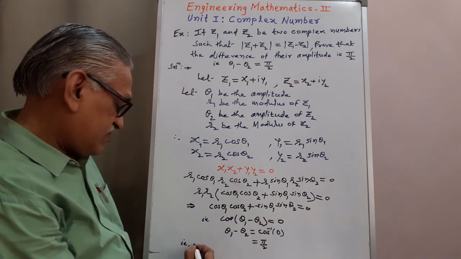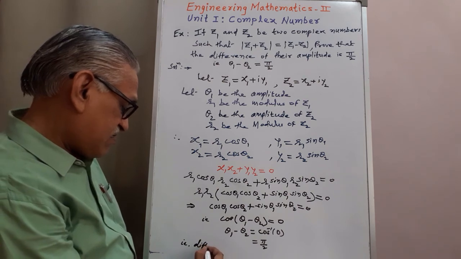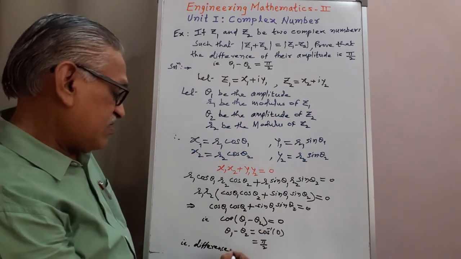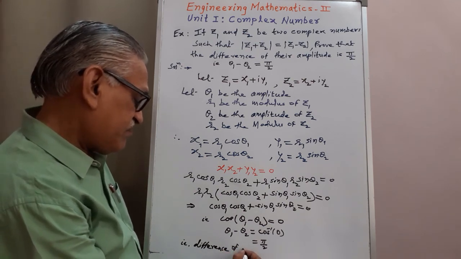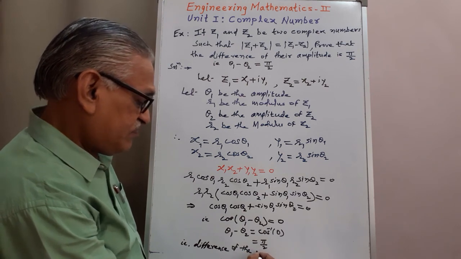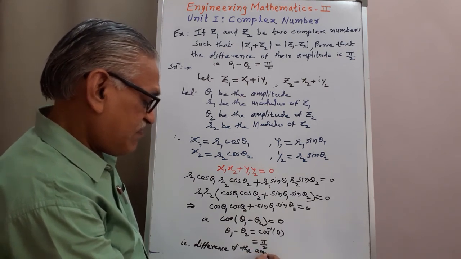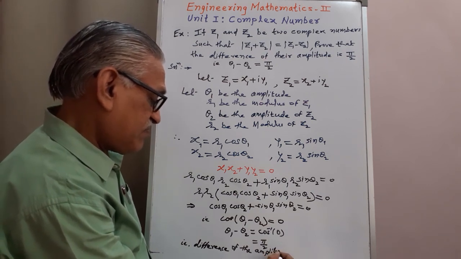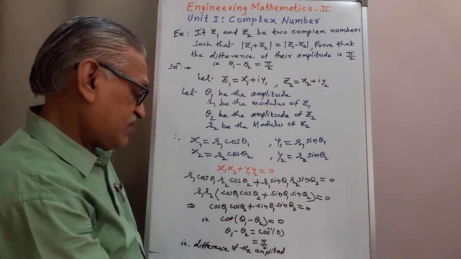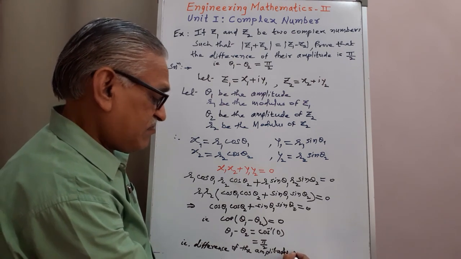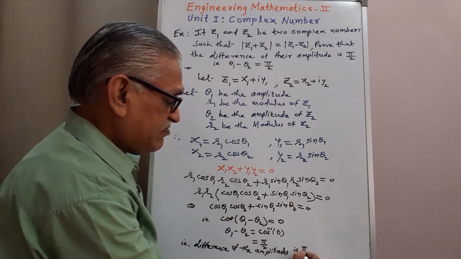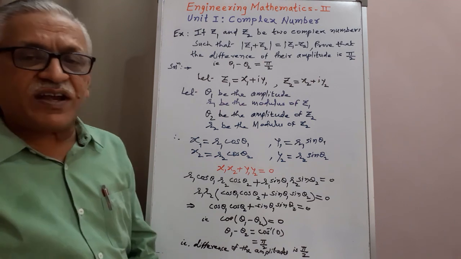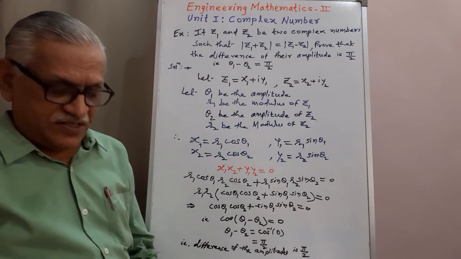That is, the difference of the amplitudes is pi by 2. A required answer, a required result.